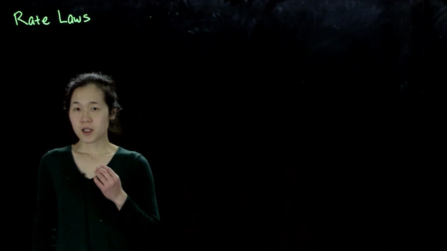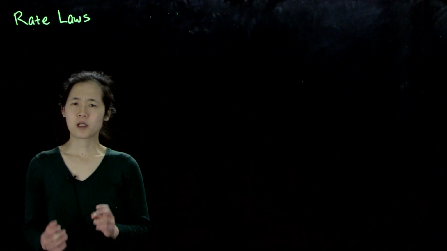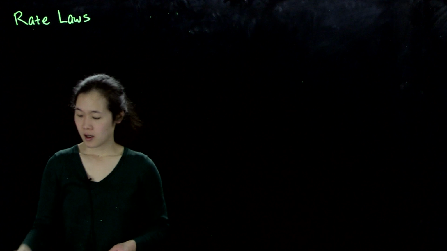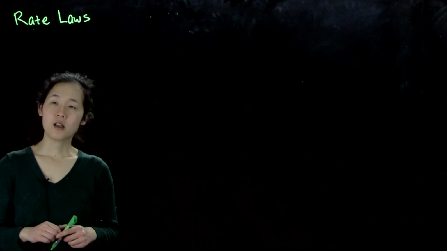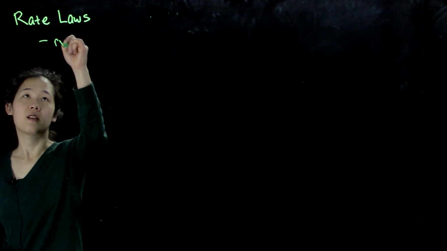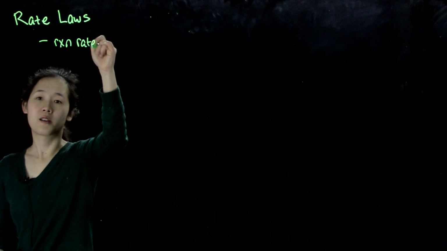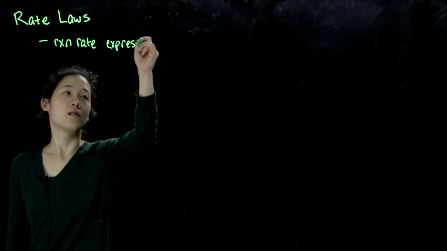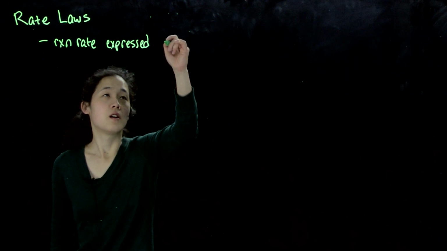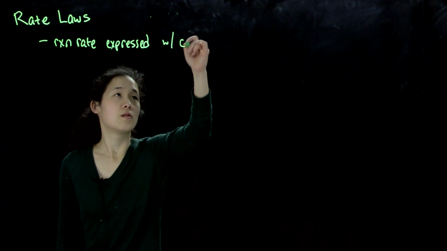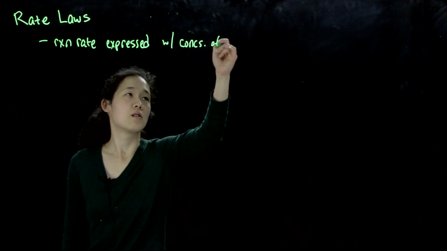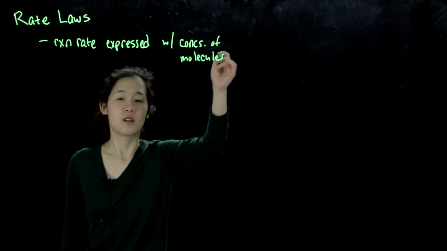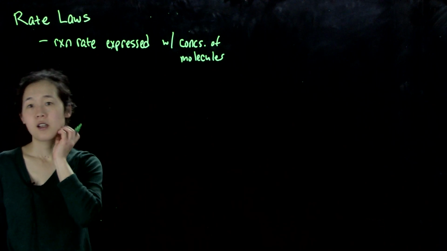Okay, so now that we know reaction rates and what affects them, how does that correspond to the reaction mechanism? And for that, we'll talk about rate laws. A rate law is an expression of the reaction rate in terms of concentration of some reagent or intermediate, of some molecules. Could be reactant, could be intermediate, sometimes it could be product.